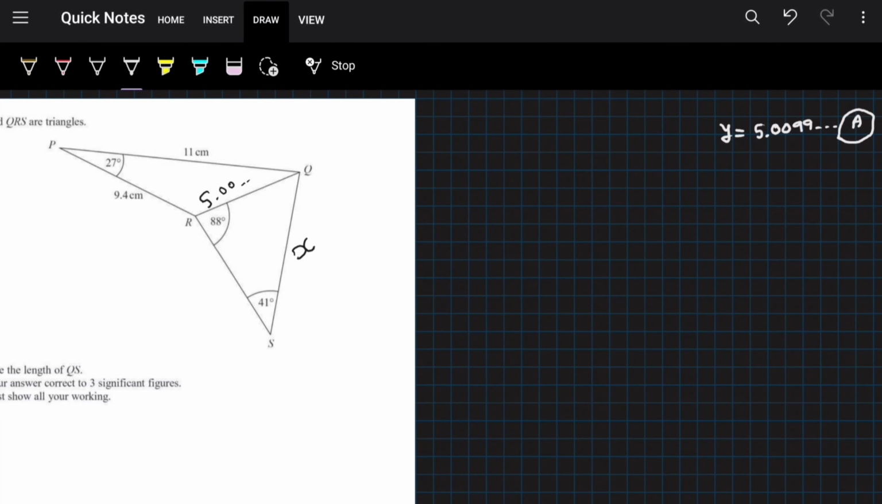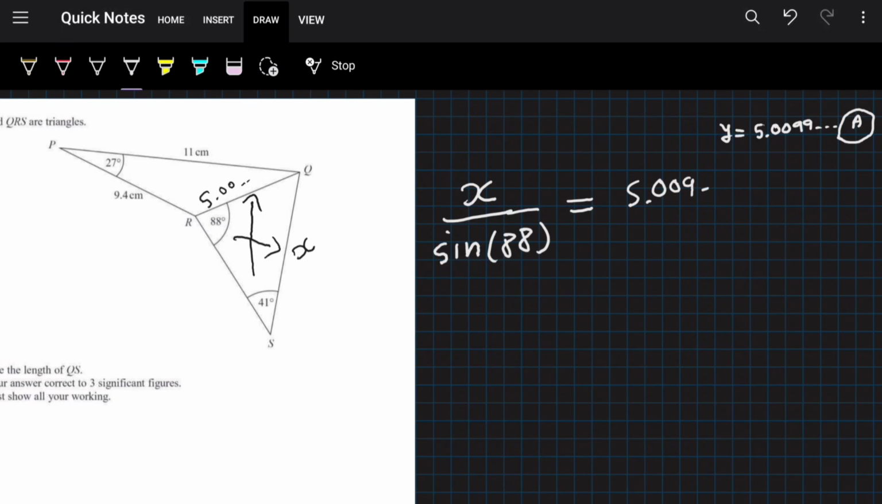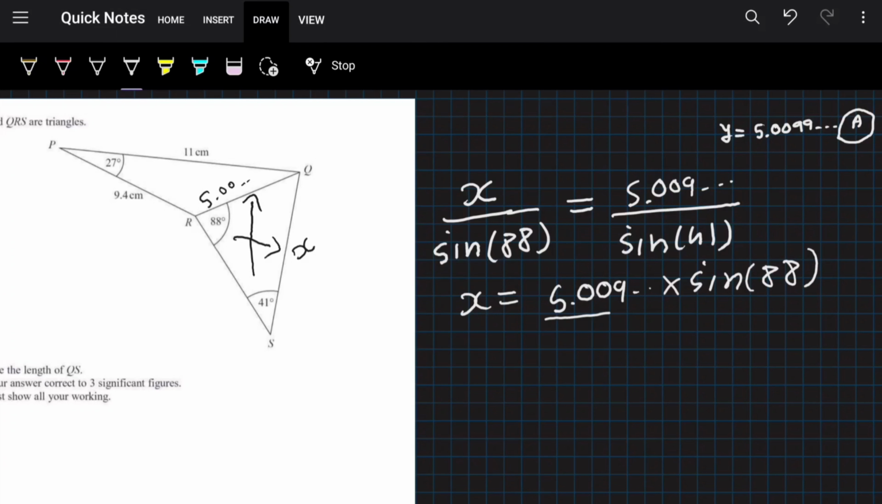So since we have two angles and one length, we can use the sine rule for the length. Okay, so this is the corresponding length for 88 degrees and this is the corresponding length for 41 degrees. So let's use the formula. So we have x over sine 88 equals 5.009 over sine 41. So we want to find x, so we multiply both sides by sine 88. So we get x equals 5.009 times sine 88 over sine 41.